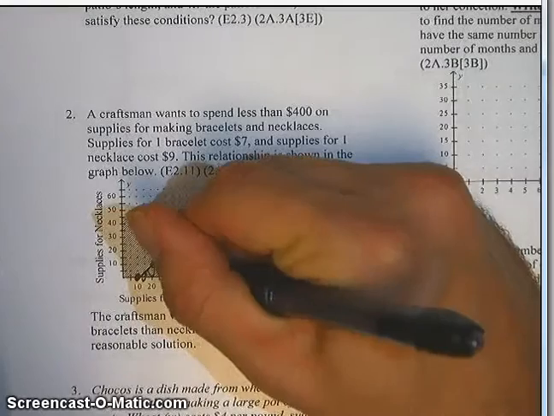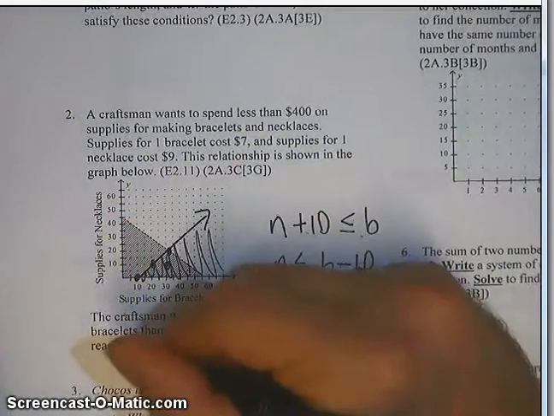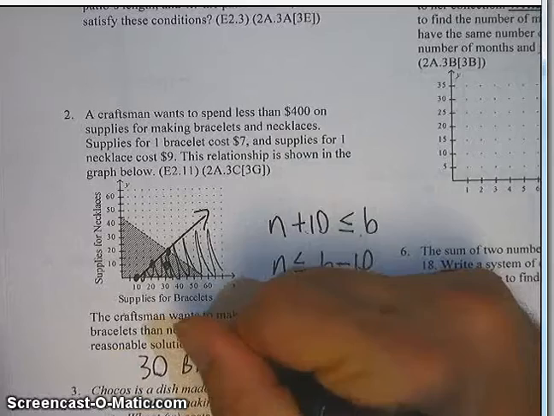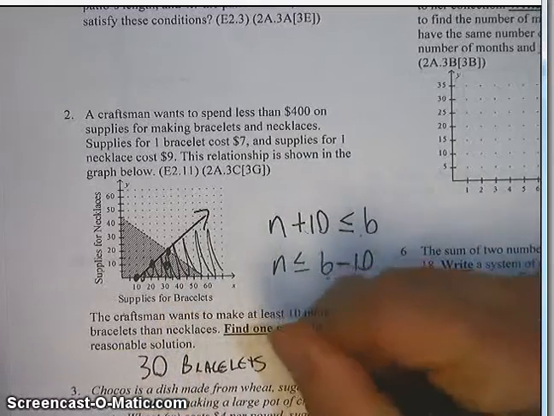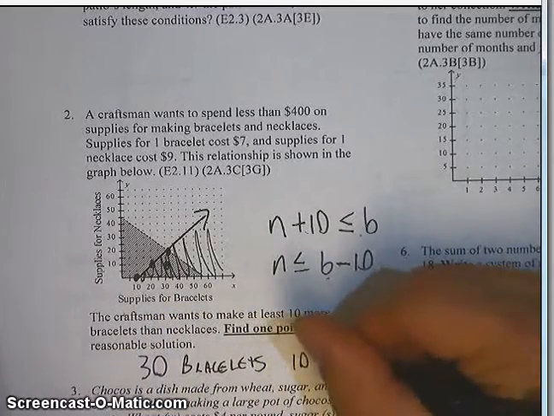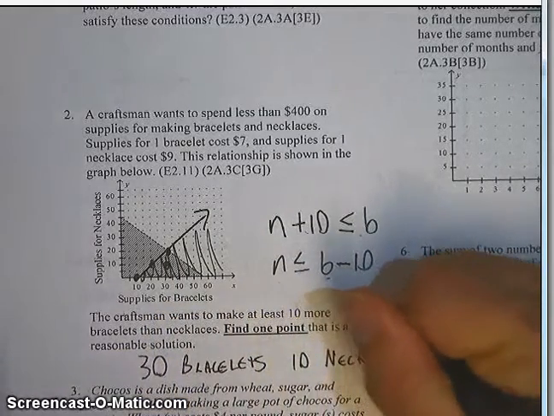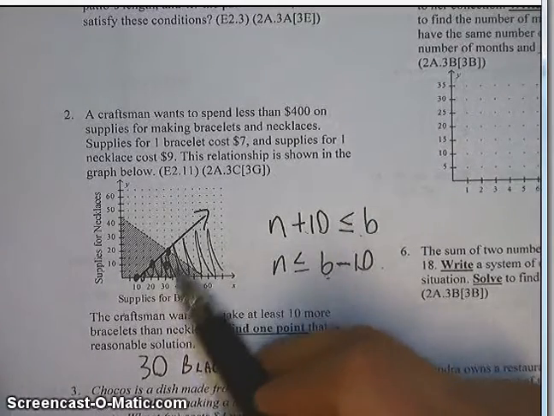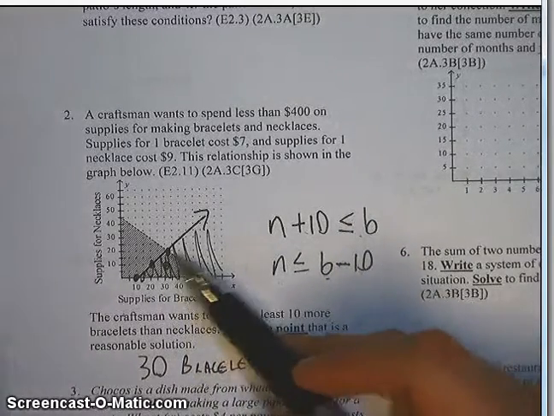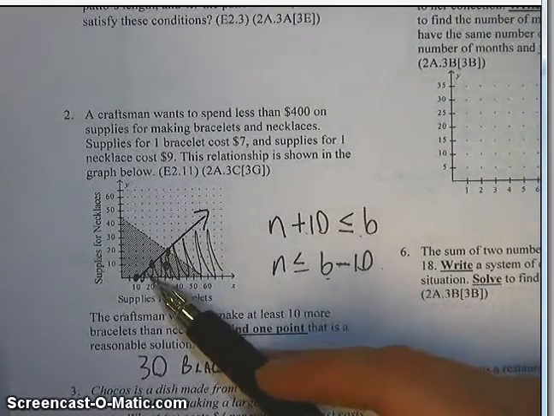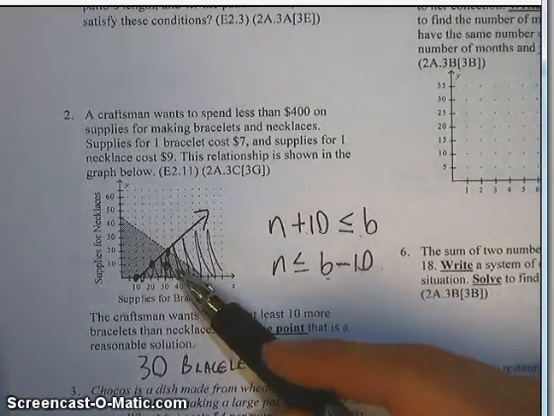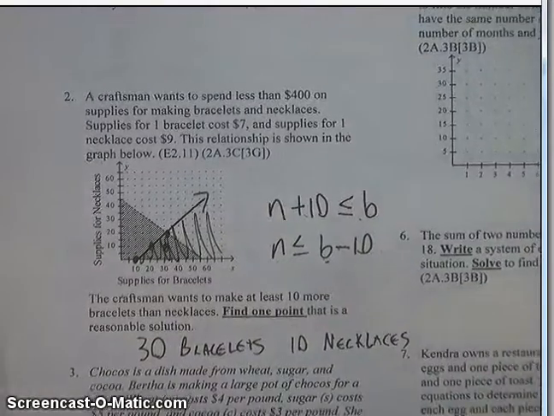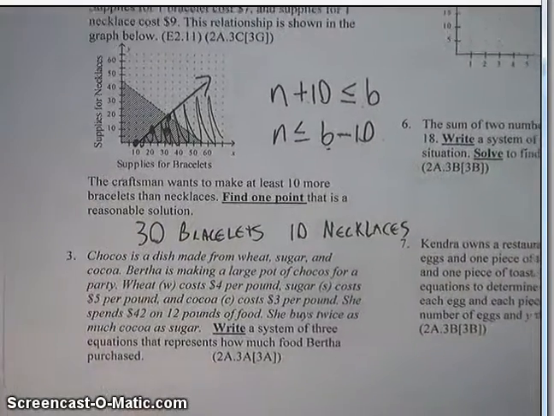So I like this one, (30, 10), 30 bracelets and 10 necklaces. But I could have picked anything in the shaded region right here, like (30, 20) or (30, 15) or (20, 10) or (40, 10). All of these are acceptable solutions. That's just one of them. It says pick one, so I did. Okay, question 3.